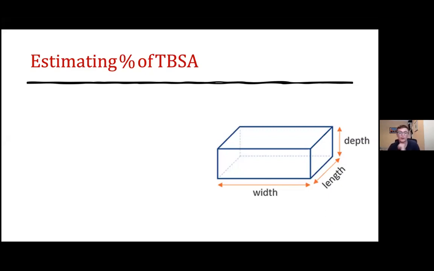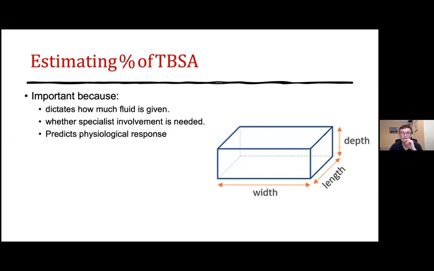So now we're going to talk a bit about estimating the percentage of total body surface area affected by a burn. As we mentioned, it's really important to try and do this reasonably accurately. It dictates how much fluid is given, and also dictates whether you need specialist involvement for the smaller burns. And it also helps you predict the physiological response, because as we mentioned, the higher the total body surface area, the higher the chance of that systemic response to major burns.